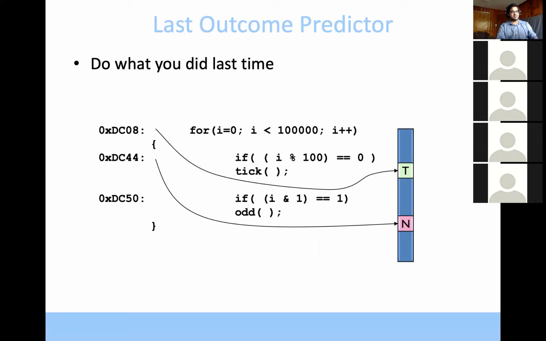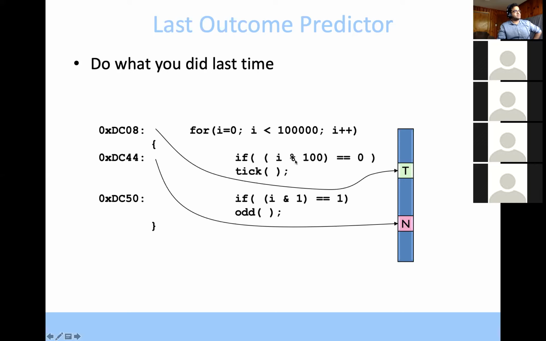Here is an example of three different conditional jumps. We're going to use these as a running example, so just keep track of this. The first one, the for i equals 0, i less than 100,000, i plus plus, is at DC08, and this conditional jump is going to be true or taken for most of the loop, right? Only on the last iteration does it go not taken.